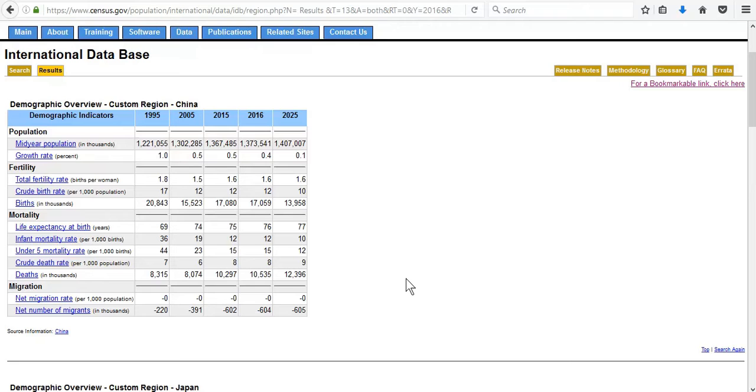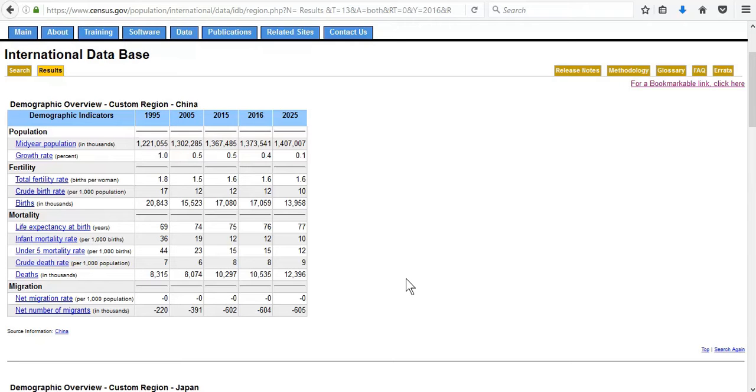So we look first off at China. China has -0 in terms of the net migration rate. That just means a negative number means more people are leaving than coming. In terms of the raw number, we can do that by looking at the net number of migrants, and keep in mind that's in thousands.